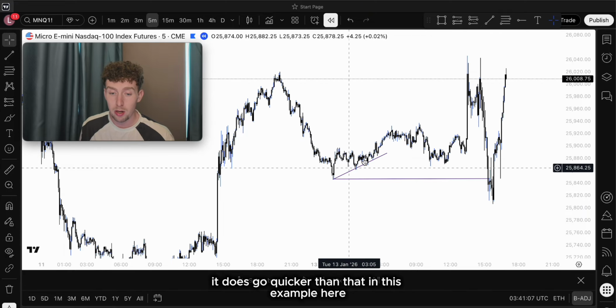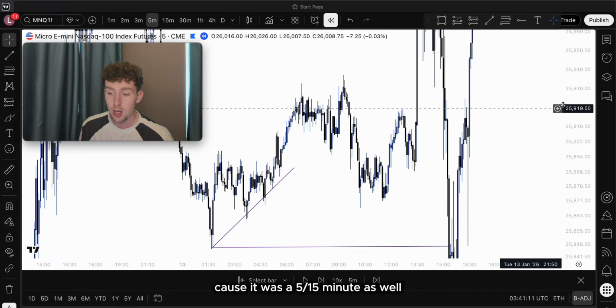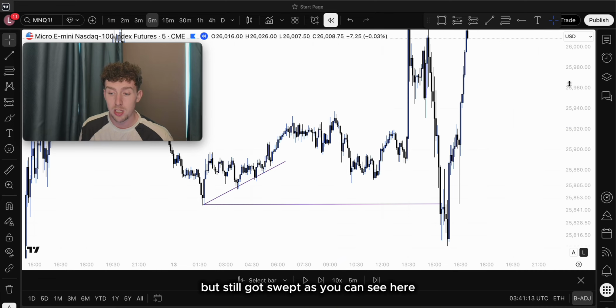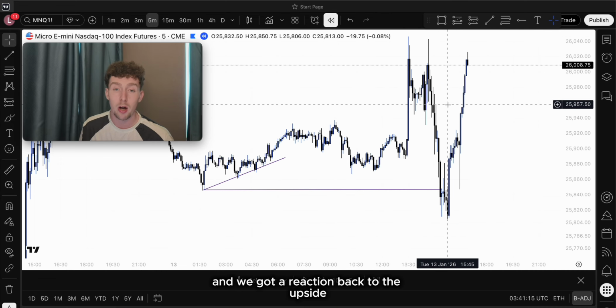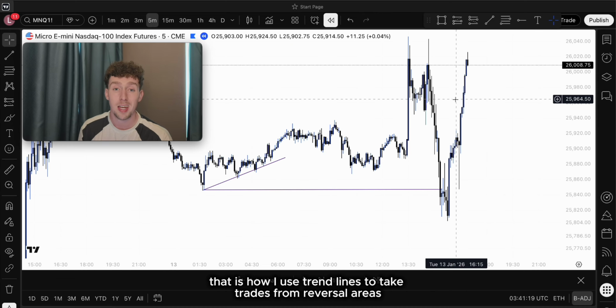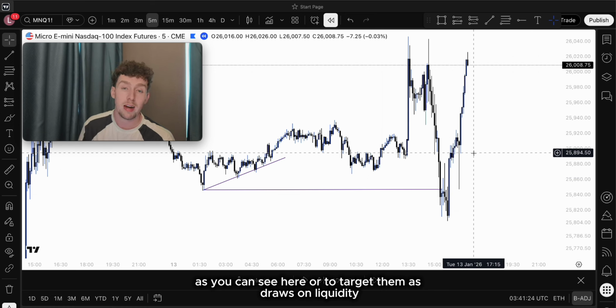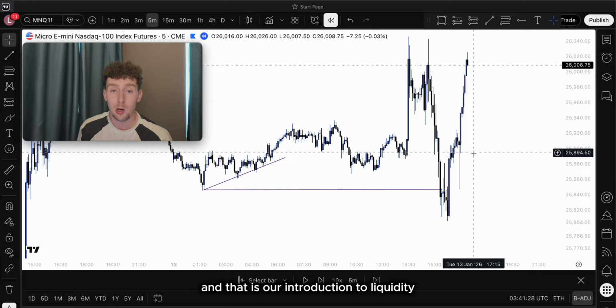In this example here, it was a bit of a higher time frame trend line because it was a 5-15 minute as well. So it ended up going later on the day, but still got swept, as you can see here, and we got a reaction back to the upside. And that is how I use trend lines to take trades from reversal areas, as you can see here, or to target them as draws on liquidity. And that is our introduction to liquidity.